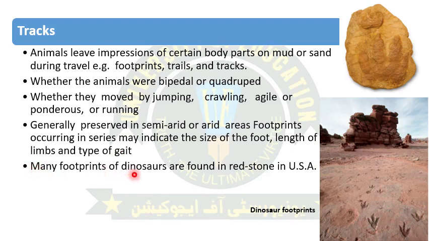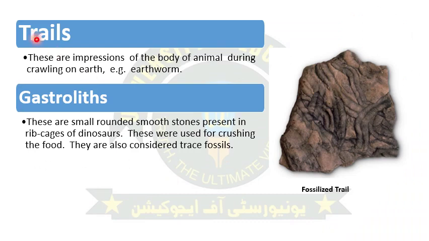Many footprints of dinosaurs are found in red stone in the USA. These are the footprints of the dinosaurs. Trails. These are impressions of the body of animals during crawling on earth. For example, earthworm. Here is an example of a fossilized trail which is formed by the crawling of an earthworm under the ground.